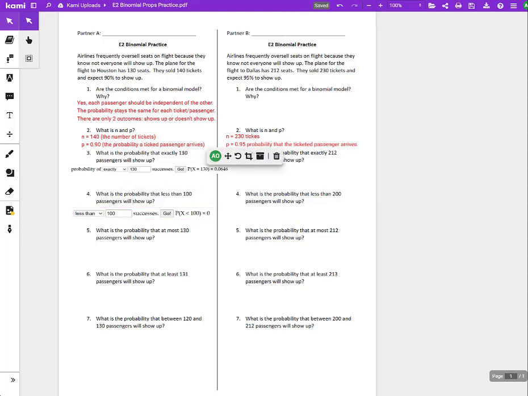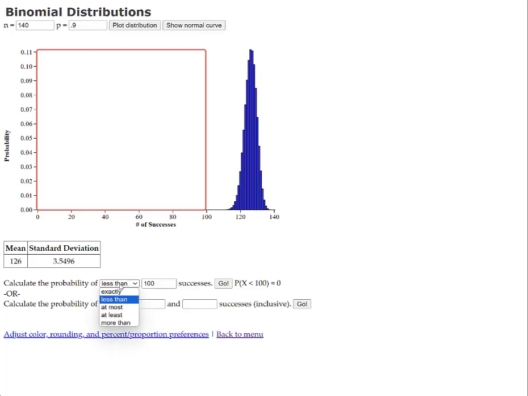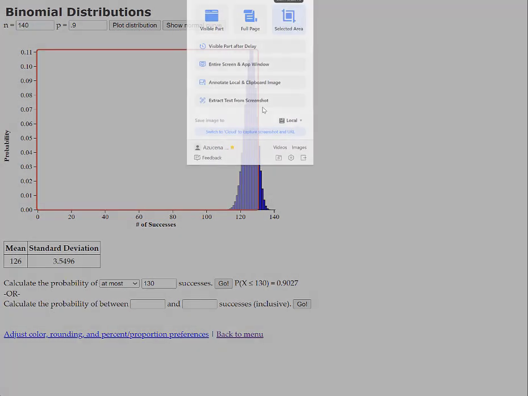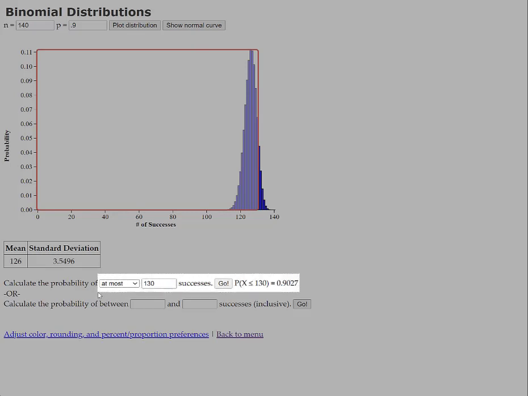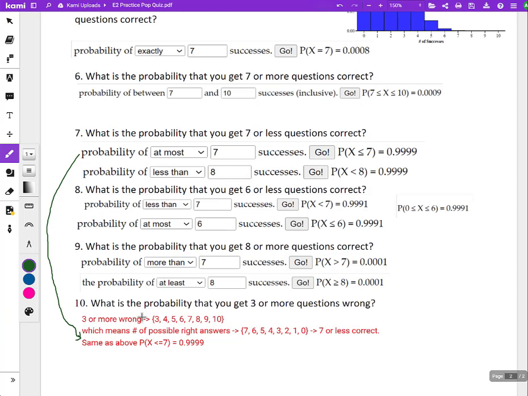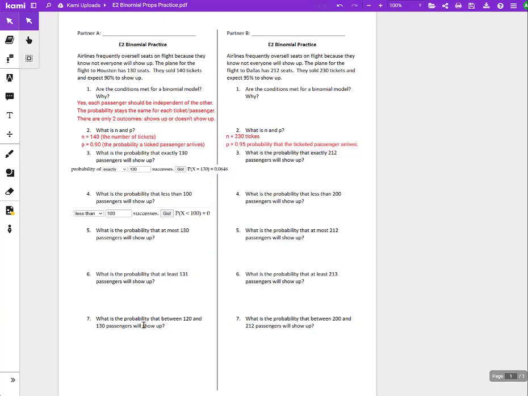Okay. At most 130. So at most 130. Go. And you can see, there you go, 0.9027. And it's nice because the words match. Whoops, wrong one, back here. So at most 130. And then what is the probability at least 131 show up?